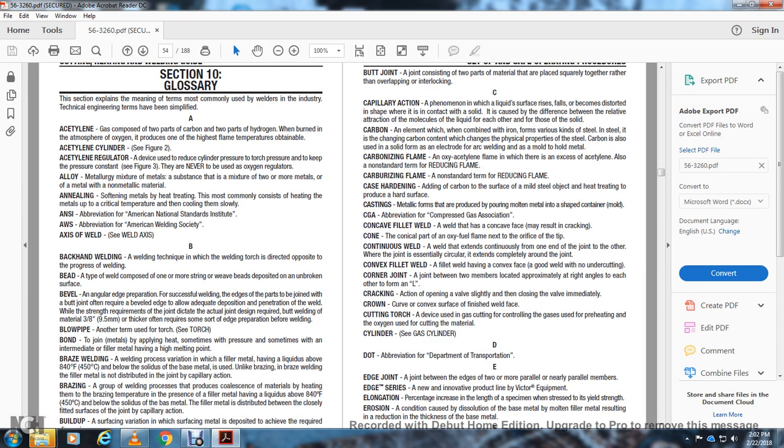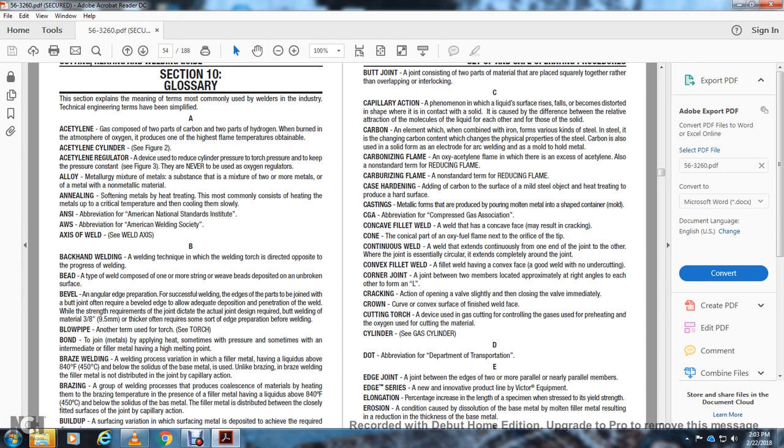Alright, the glossary. This section explains the meaning of terms commonly used in the welding industry; technical and engineering terms have been supplied. Acetylene is a gas compounded of 2 parts carbon and 2 parts hydrogen, which burns with atmospheric oxygen and produces the highest flame temperature obtainable. Acetylene center, see figure 2.